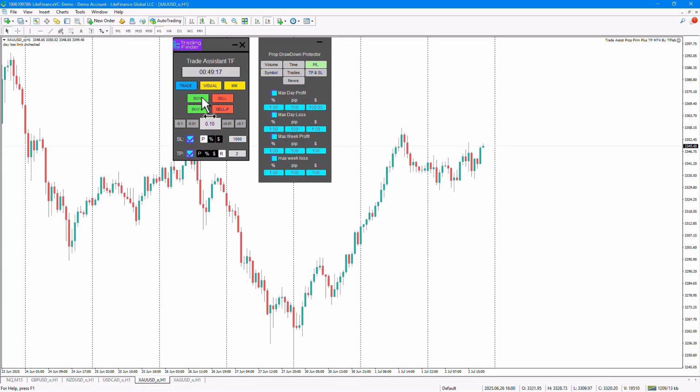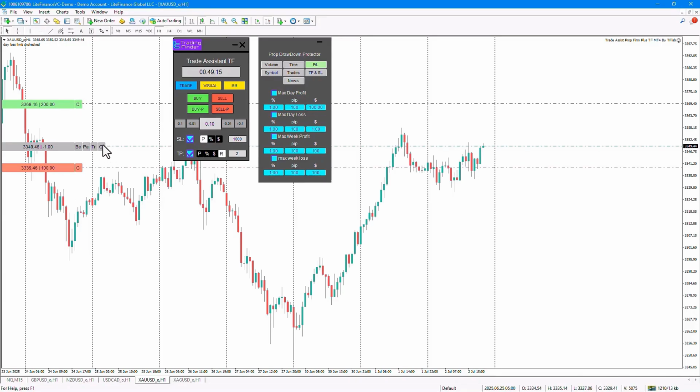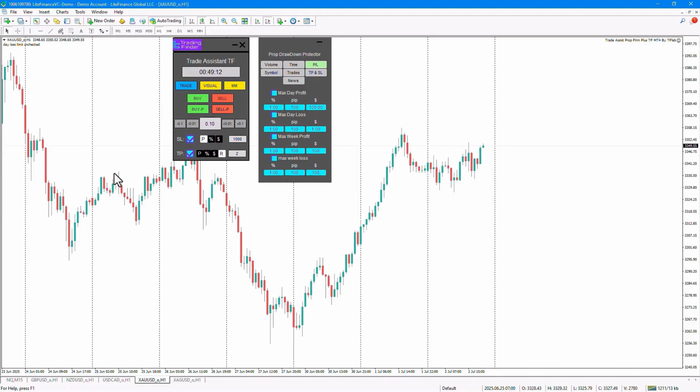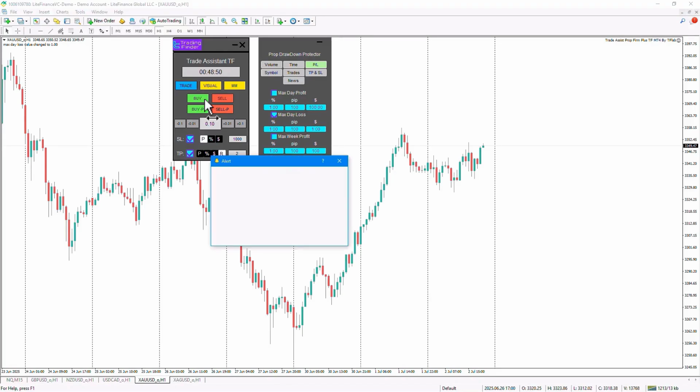When I disable this option, I can easily execute my trades on the chart. But if I enable this setting, I can adjust various values. For example, here I set the amount to $1, and if I try to execute a trade in this section, the expert advisor will prevent the trade from being executed and will display this message to me saying that the equity has reached its daily loss limit.